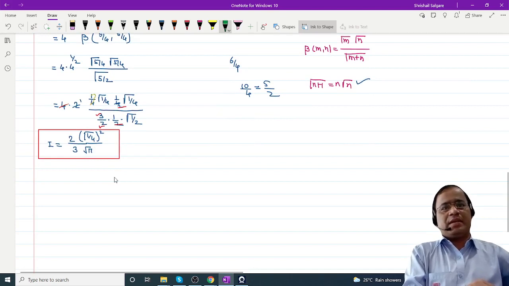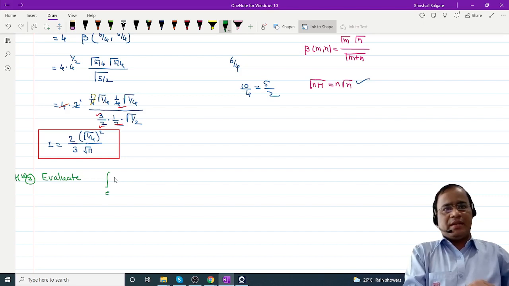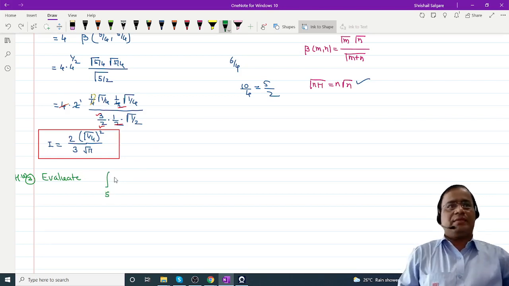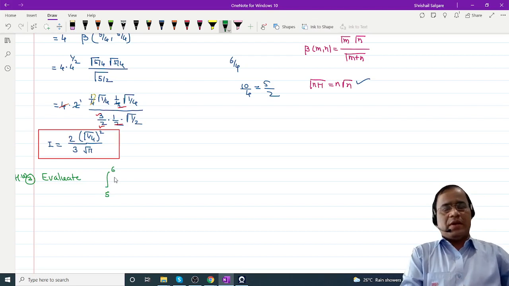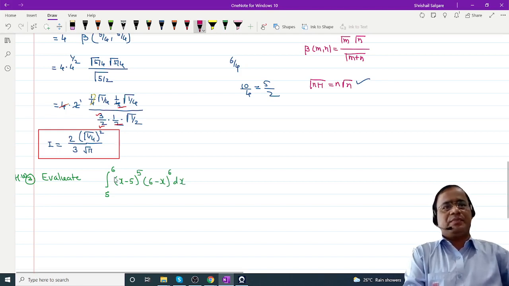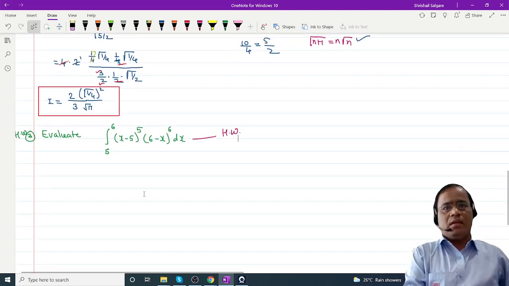One example you can take as homework. This is a third one similar to this. So take down the statement: evaluate the integral from 5 to 6 of x minus 5 raised to 5 and 6 minus x raised to 6. You complete it as homework. Only one example you can practice. Now the next one, type 4 or 5 I have completed.